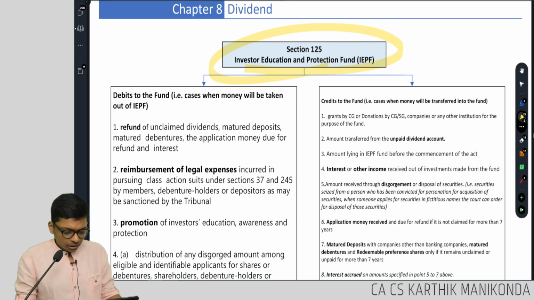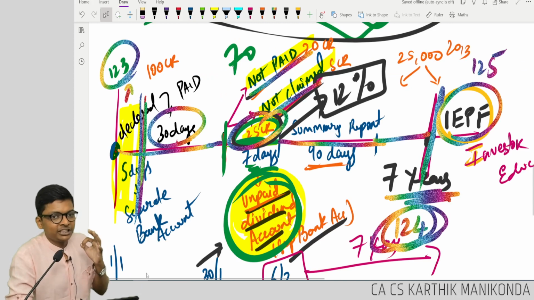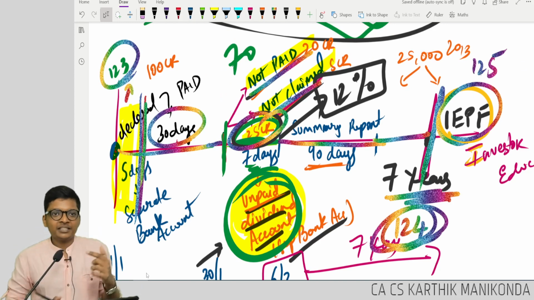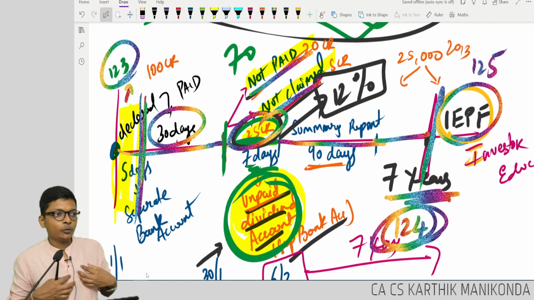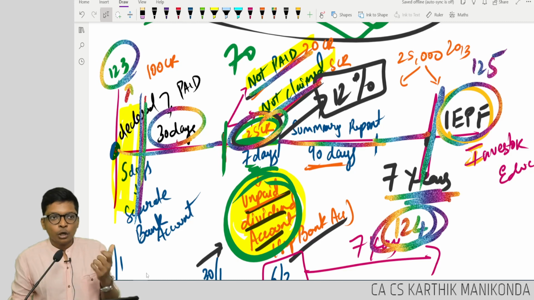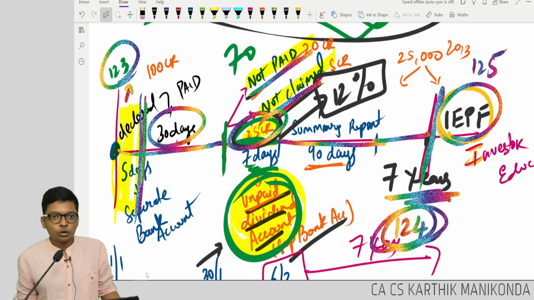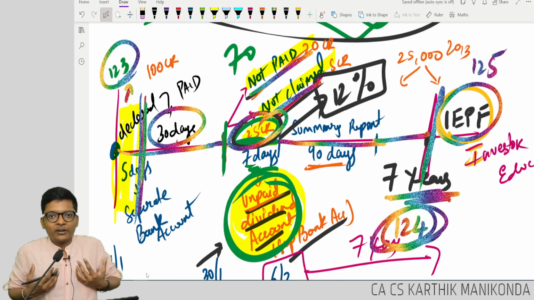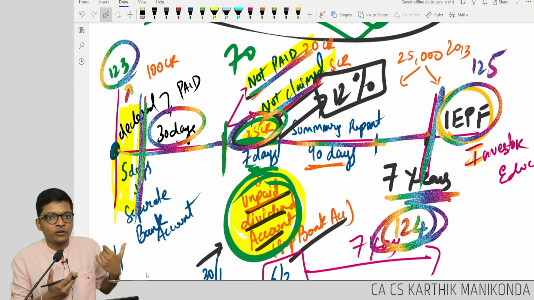In simple terms, what is the wording of the section? Investor Education and Protection Fund. That means to protect my investors. For example, have you seen the ad that mutual funds are subject to market risk? That ad is for what? For protecting the investors. Who is doing the ad? Government. For that I can use the money. For awareness for investors: don't join Telegram groups and get scammed. Like that, awareness for investors, they will use it for the benefit of investors. Government can't use the money for themselves.